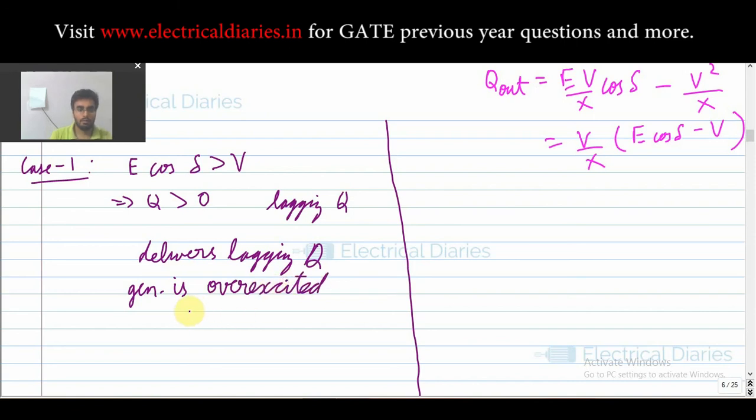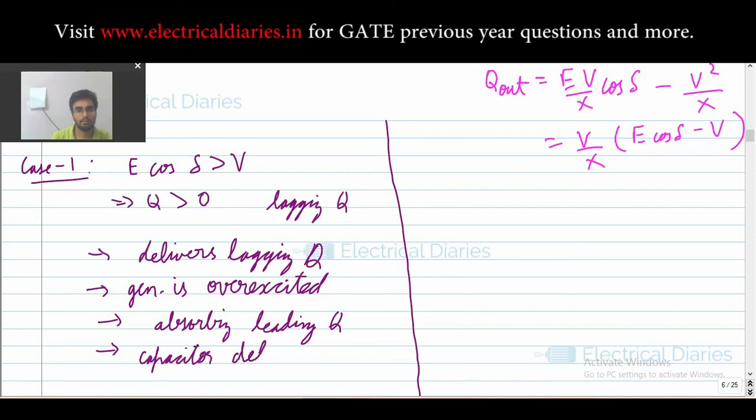We can also say that delivering lagging Q means absorbing leading Q. And you must always remember that a capacitor delivers lagging Q. So this means your alternator is acting like a capacitor when your E cos delta is greater than V. That is all about the discussion of case 1.